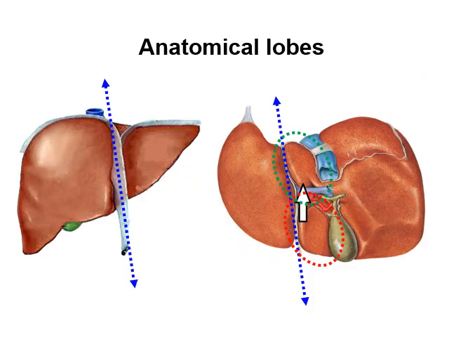The liver is composed of 2 lobes, a large right lobe and a smaller left lobe. They are separated on the anterior and superior surface by the attachment of the falciform ligament, and on the inferior surface they are separated by the fissure for ligamentum teres. On the posterior surface they are separated by the fissure for ligamentum venosum.